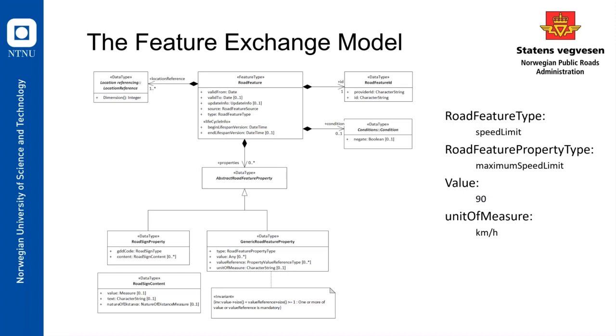This road feature also has location references. You can see from this figure here, where it says 1 ..., that it must have some kind of location reference. So it must be related to the real world in some way. Furthermore, it can have conditions saying that this road feature is only valid under these conditions, or it's not valid under these conditions. And I will come back to those, to location referencing and conditions.